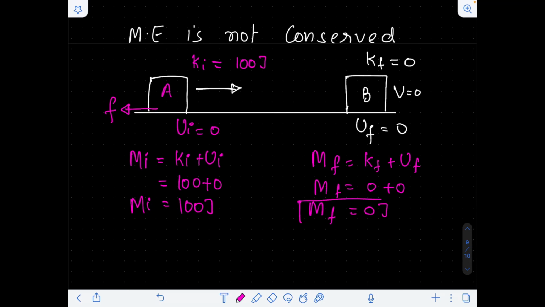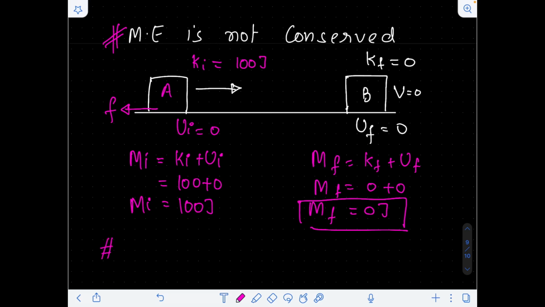So what do we see? We see that in this system the mechanical energy is not conserved. But under the conservative forces the mechanical energy is conserved, and we saw it in our earlier example. So this is very important. This statement is very important: mechanical energy is not conserved in non-conservative forces.